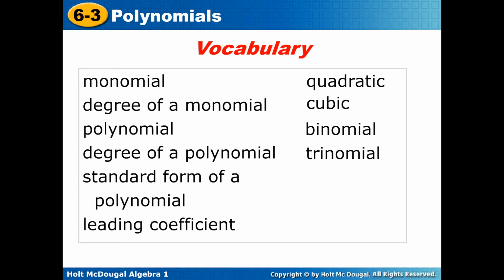We've got monomial. We've got degree of a monomial, polynomial, degree of a polynomial, standard form of a polynomial, leading coefficient, quadratic, cubic, binomial, and trinomial. A lot of these go together and have sort of the same theme. That being said, each one has its own little place in what we do. Let's take a look.